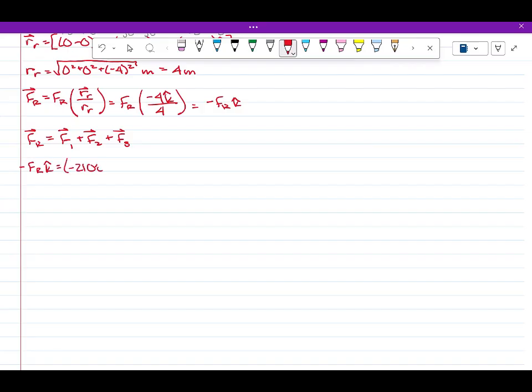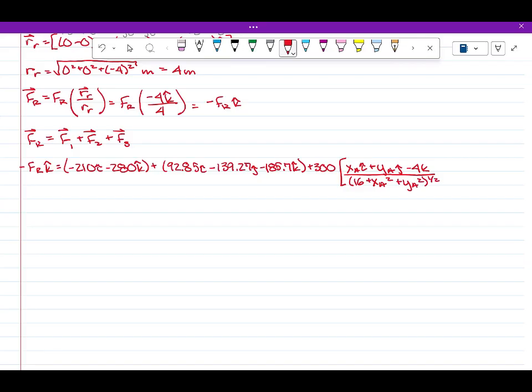On the right-hand side, F1 is equal to 210i minus 280k, plus our F2, which is equal to 92.85i minus 139.27j minus 185.7k, plus our third vector, which is equal to 300 times the quantity XA i plus YA j minus 4 k, divided by the square root of the sum of 16 plus XA squared plus YA squared.